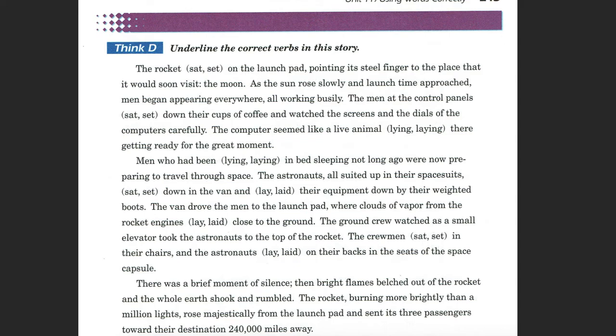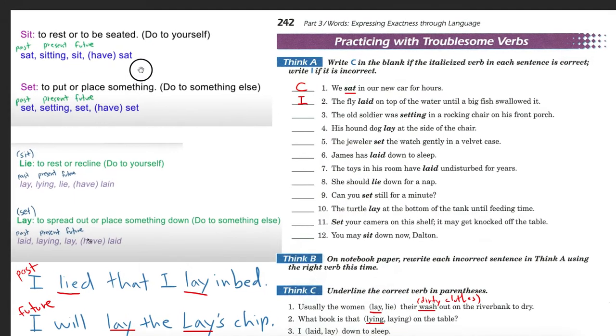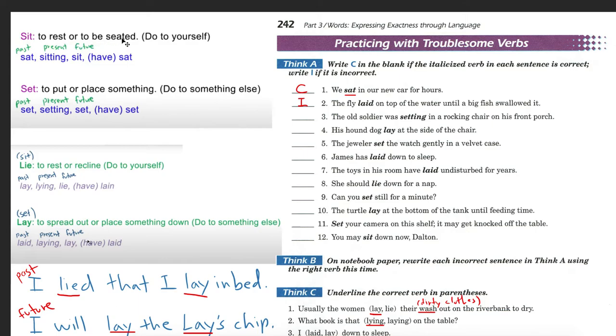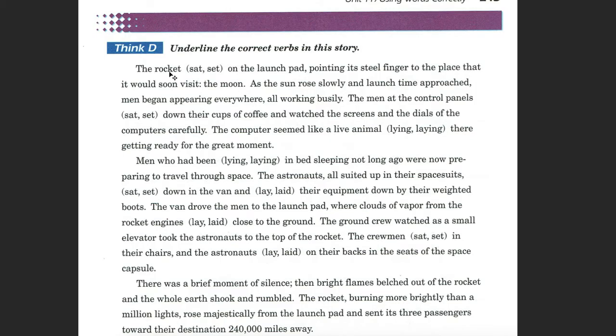The rocket sat or set on the launch pad, pointing its steel fingers to the place that it would soon visit, the moon. Okay, so sat or set. We know from this screen here that sat means to rest or be seated, do to yourself. And set means to put or place something, do to something else. So in this sentence, is the rocket placing something else down on the launch pad, or is it placing itself down on the launch pad?